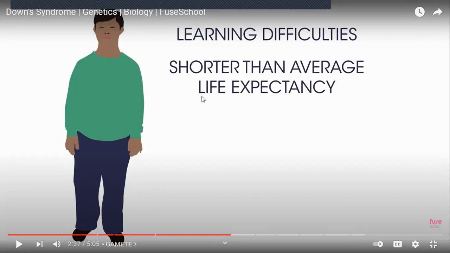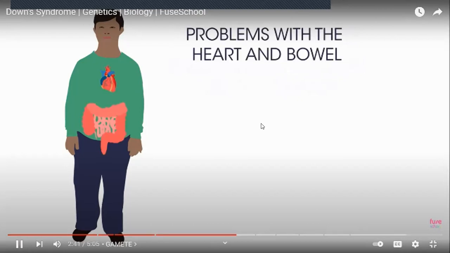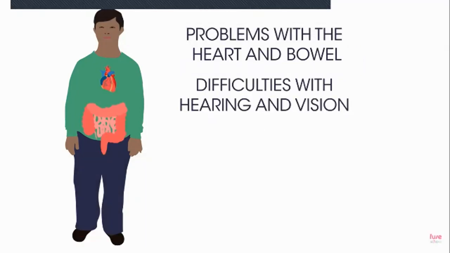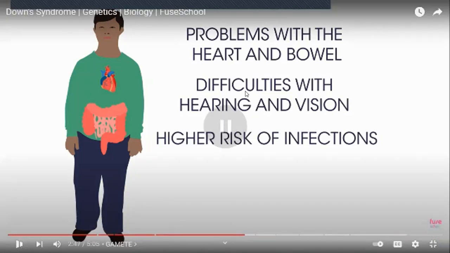Shorter than average, in the average tallness, and life expectancy. Common in people with Down syndrome are problems with the heart and bowel, difficulties with hearing and vision, and a higher risk of infections. Problems with the heart and the bowels: in the stomach, the small intestine, and the heart, there are some problems. Difficulties with hearing and vision: in the hearing sense and vision sense, some problems. Higher risk of infection.